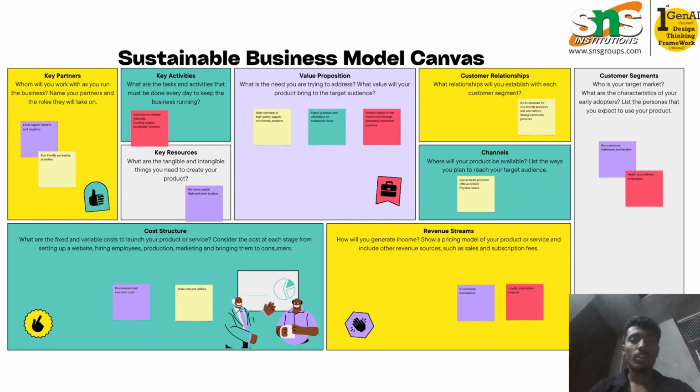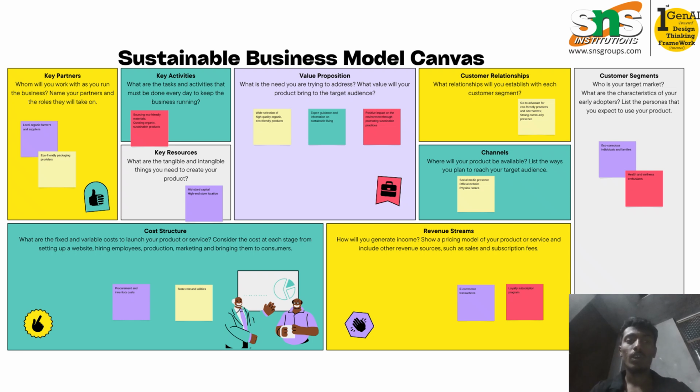First stage, Key Partners. Whom will you work with as you run the business? Name your partners and the role they will take on. This section identifies the network of suppliers and partners that are necessary to make the business model work. It prompts the user to name partners and define their roles.